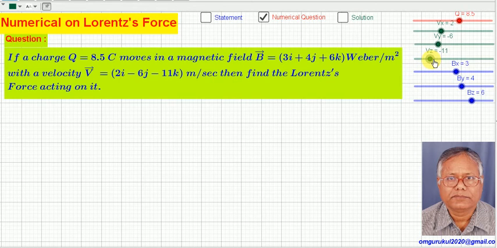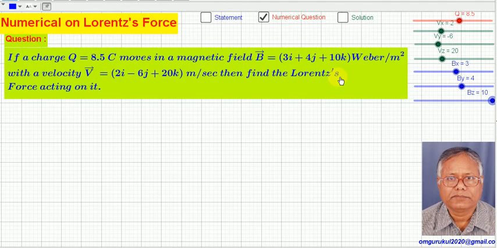Let us take vz and make it 20. So vector v is 2i minus 6j plus 20k, and the magnetic field is 3i plus 4j plus 6k. You can make it 9, you can make it 10k as well, Weber per meter square. Then we have to find out the Lorentz force acting on it.